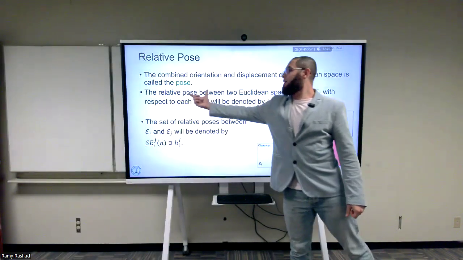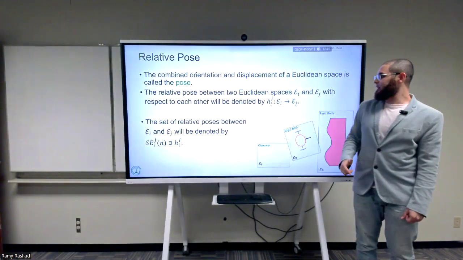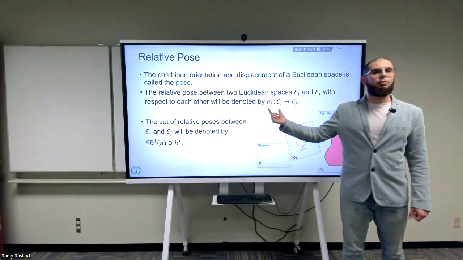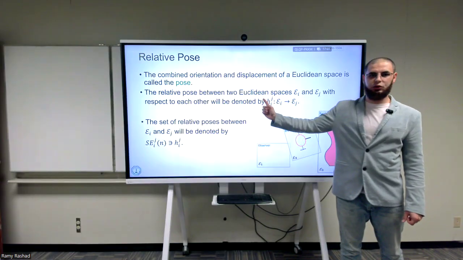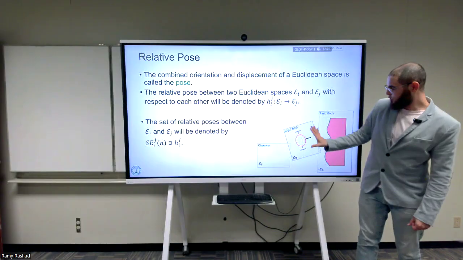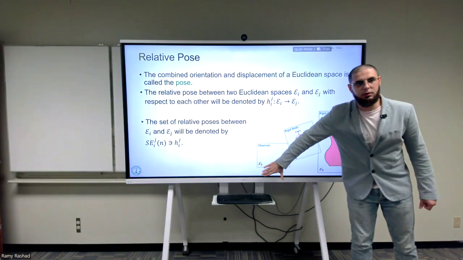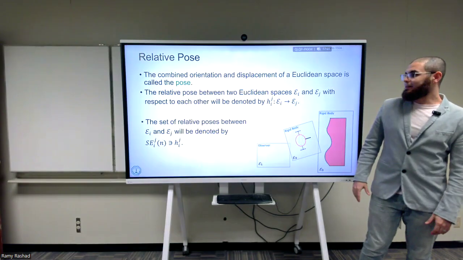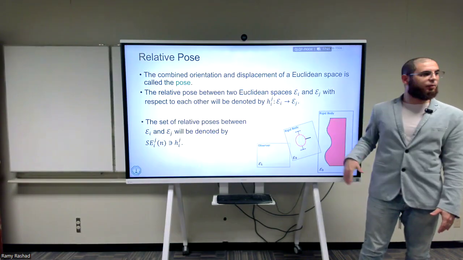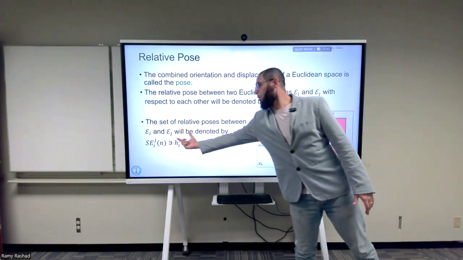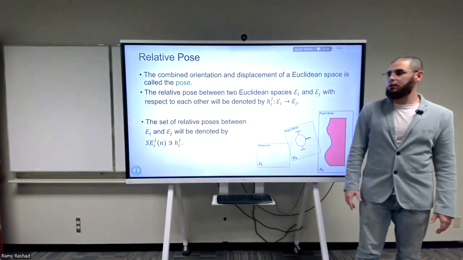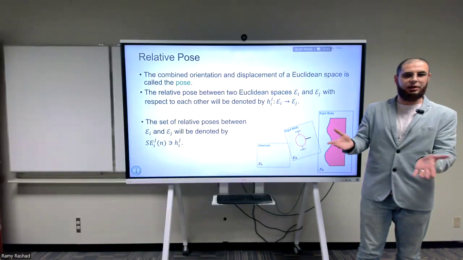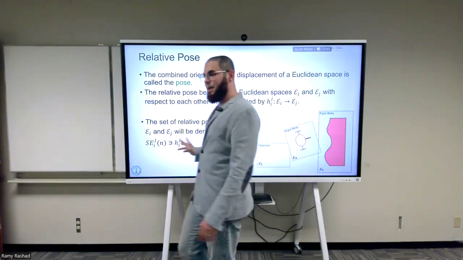And simply the relative pose between two Euclidean spaces, epsilon i and epsilon j, will be denoted by a map that takes you from i and brings you to j. It makes both of them the same, okay? And the set of all of the relative poses between the two objects, we'll be calling SE, i with respect to j, of n. In 3 dimensions, n will be 3. And it depends on the i and the j.